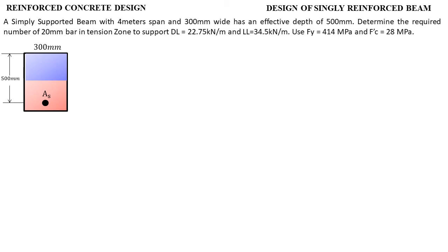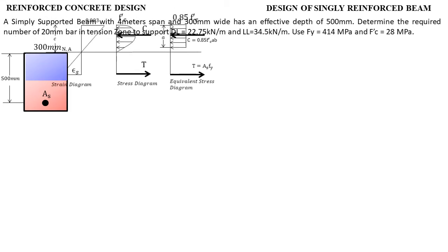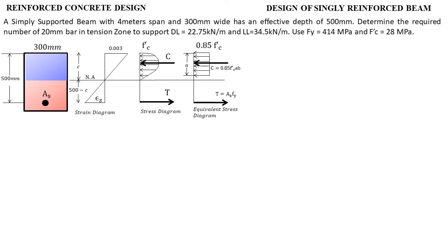Okay, so if this is our section, this is the required area of steel that we are looking for, and we will draw the strain and stress diagram. Okay, so now that this is our strain and stress diagram, we are required to calculate the number of 20 mm rebars at the tension zone.